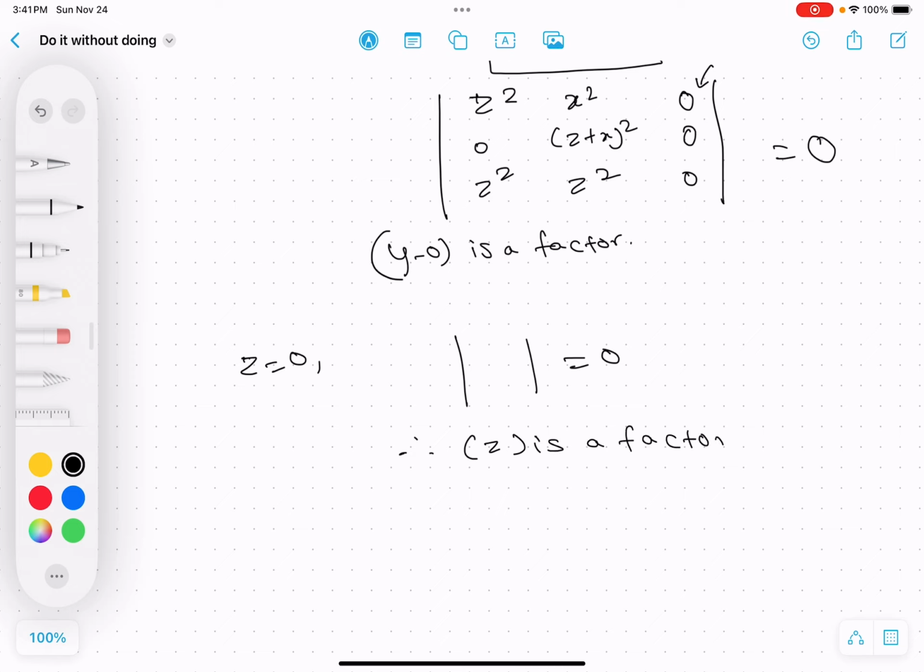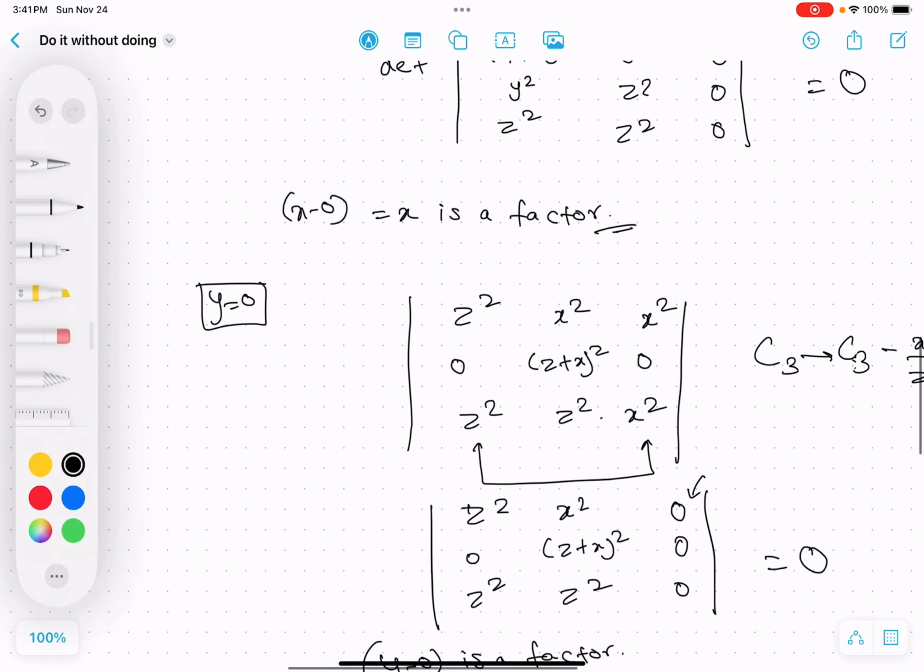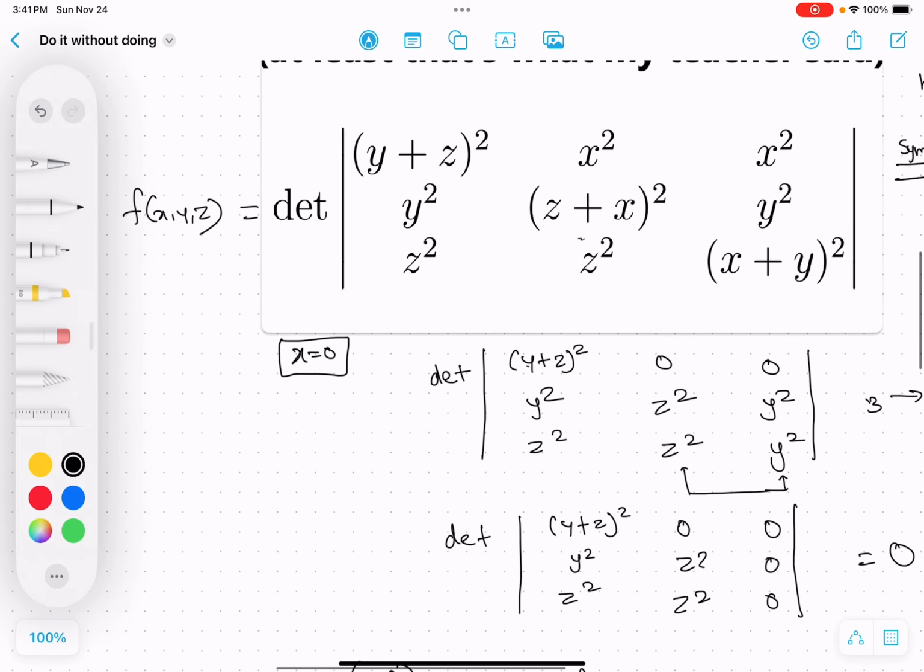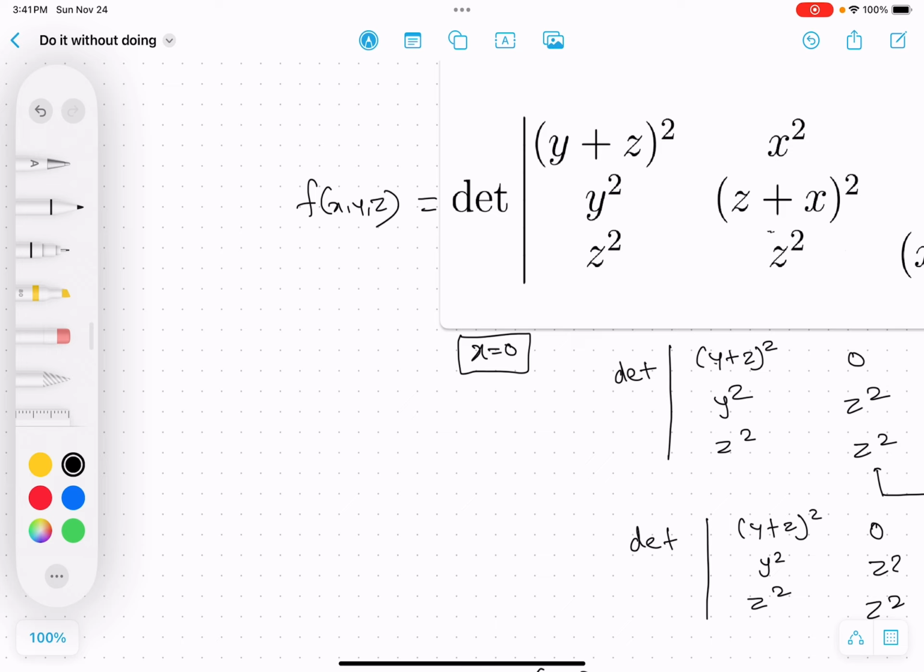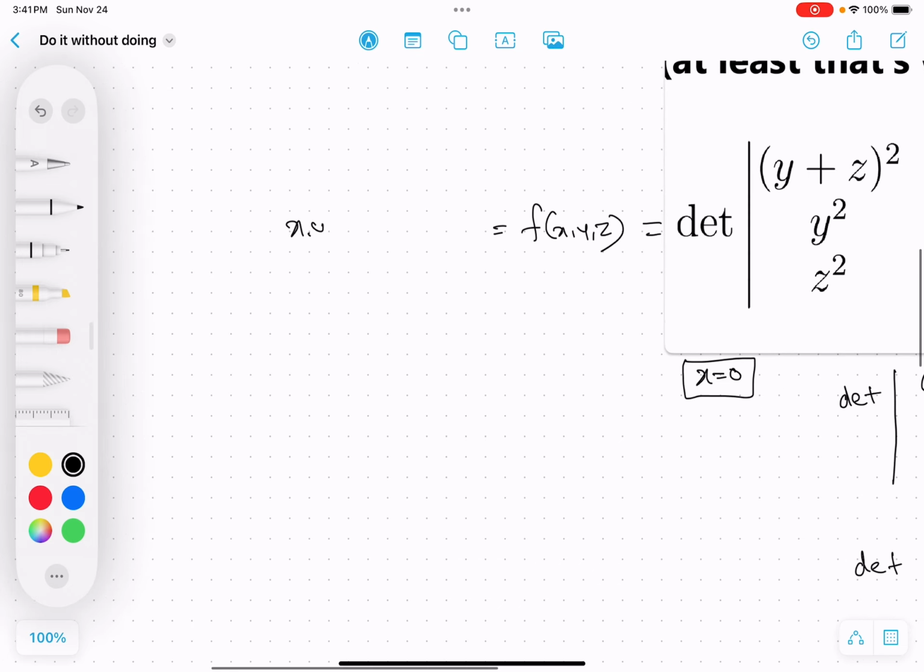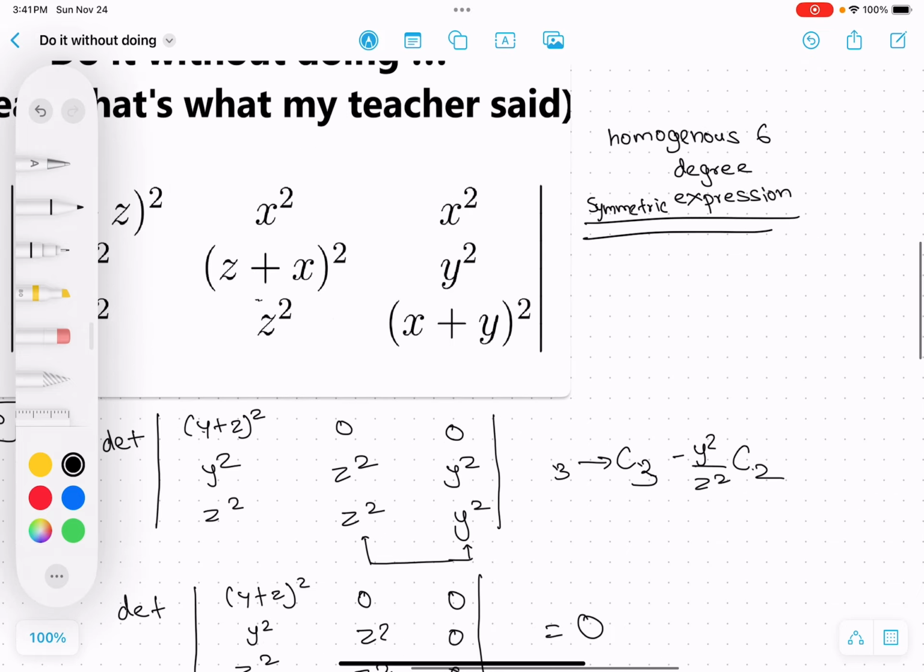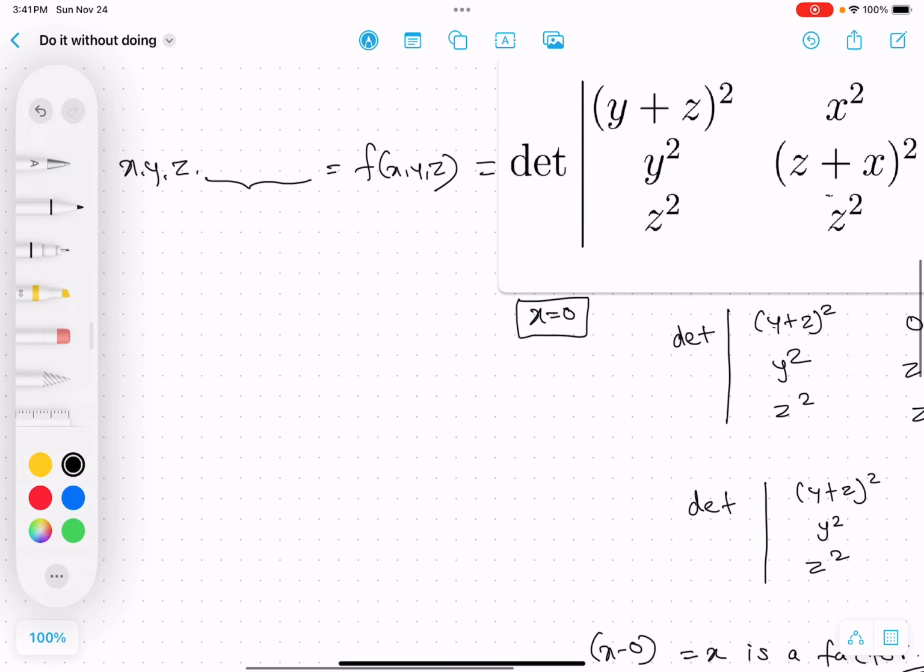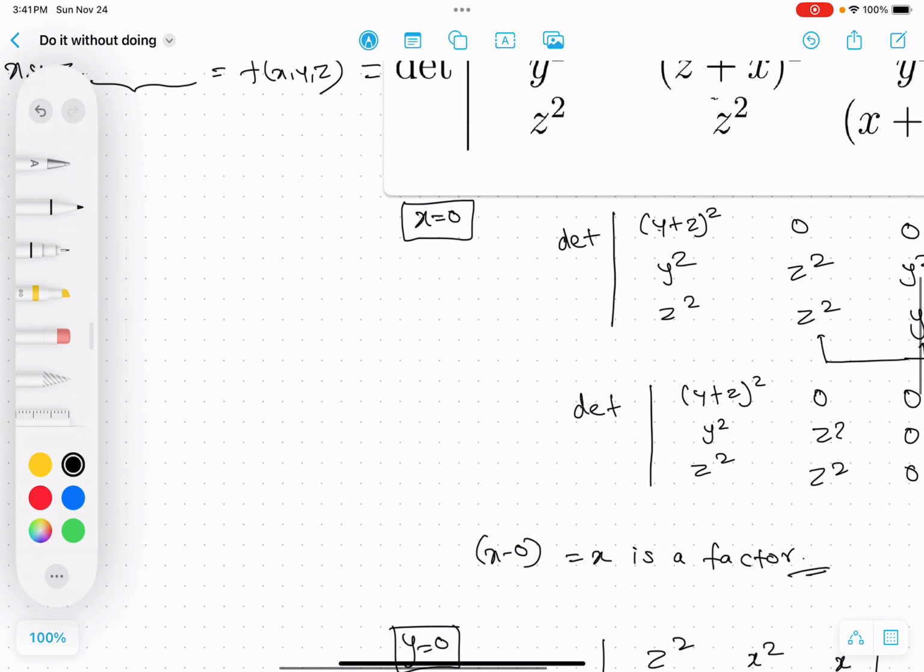So till now, what we have found out is this determinant is some x, y, z times some other expressions, obviously, because this needs to be a 6-degree homogeneous expression. But yeah, we do know that x, y, z are factors.